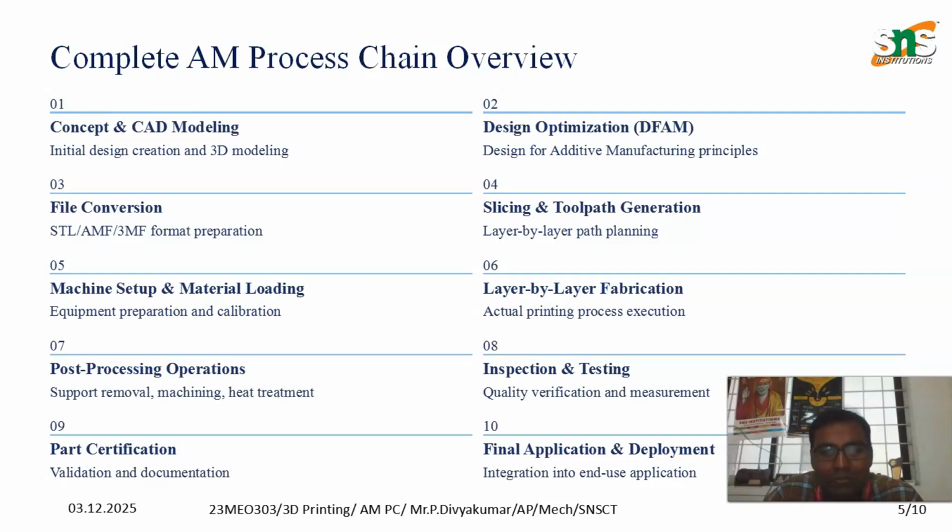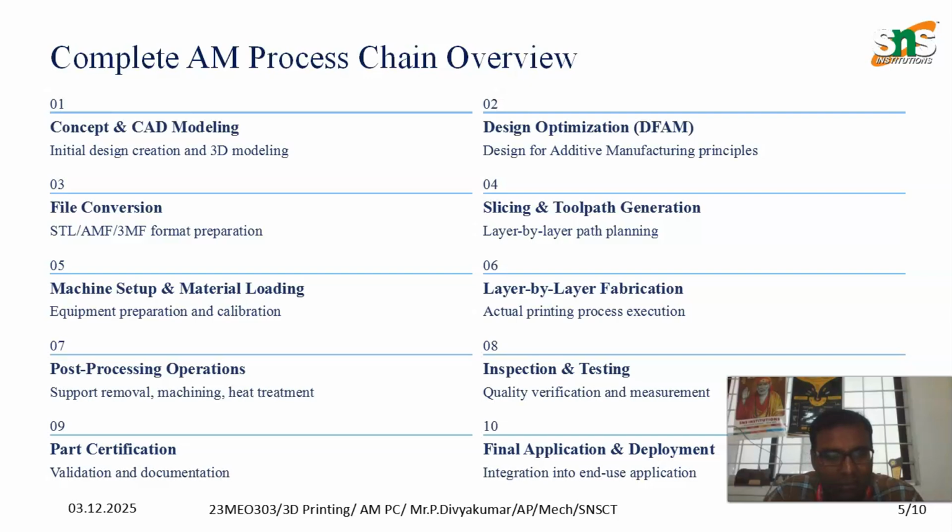The second step is the design optimization, which can be produced with the help of any type of CAD software such as SolidEdge or SolidWorks or ProE, CATIA, etc. Third one is the file conversion. The CAD model is converted into an STL file format or AMF or 3MF format. The model is approximated using triangular facets, and errors such as gaps, overlaps or non-manifold edges are corrected. The major purpose is that machine readable geometry can be created with the help of the file conversion.